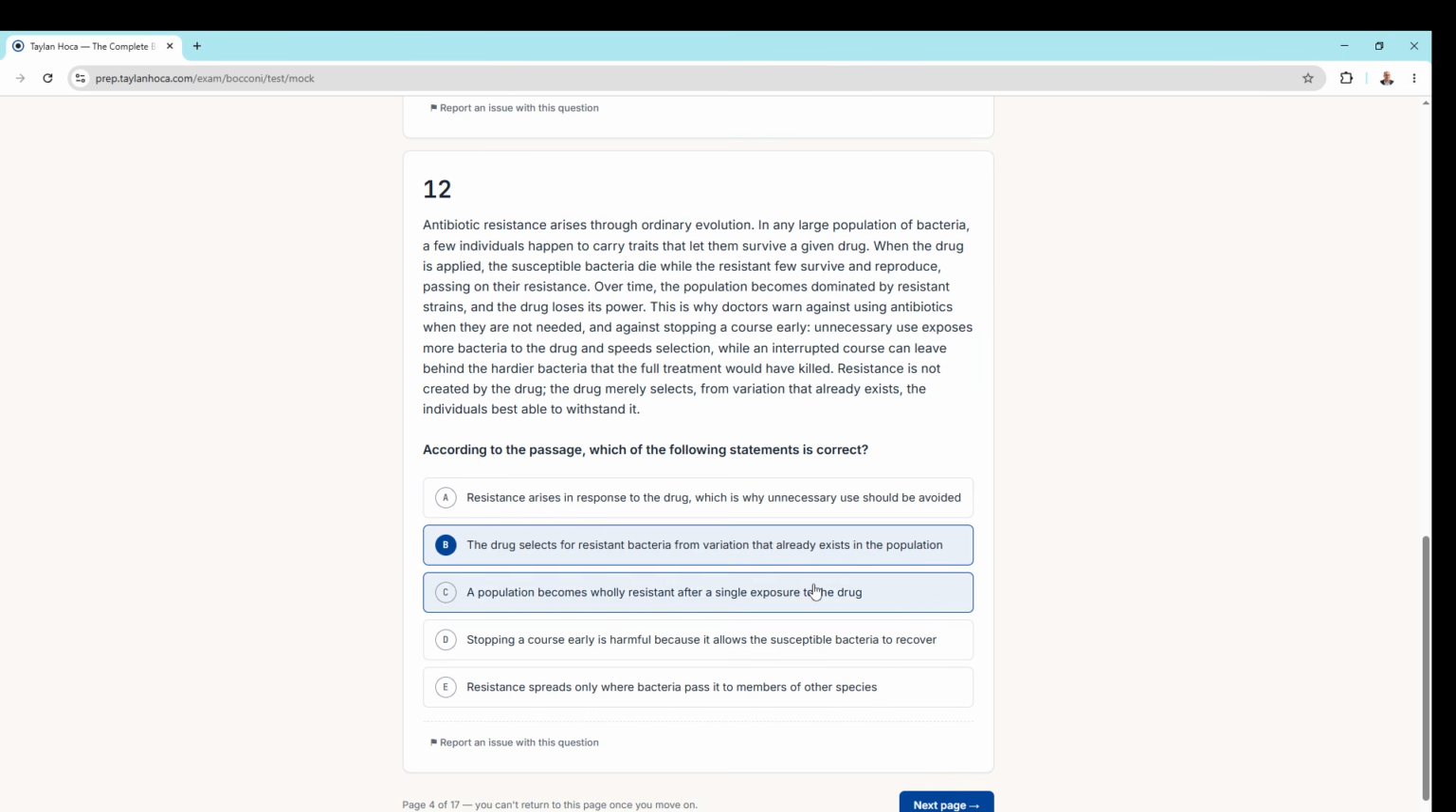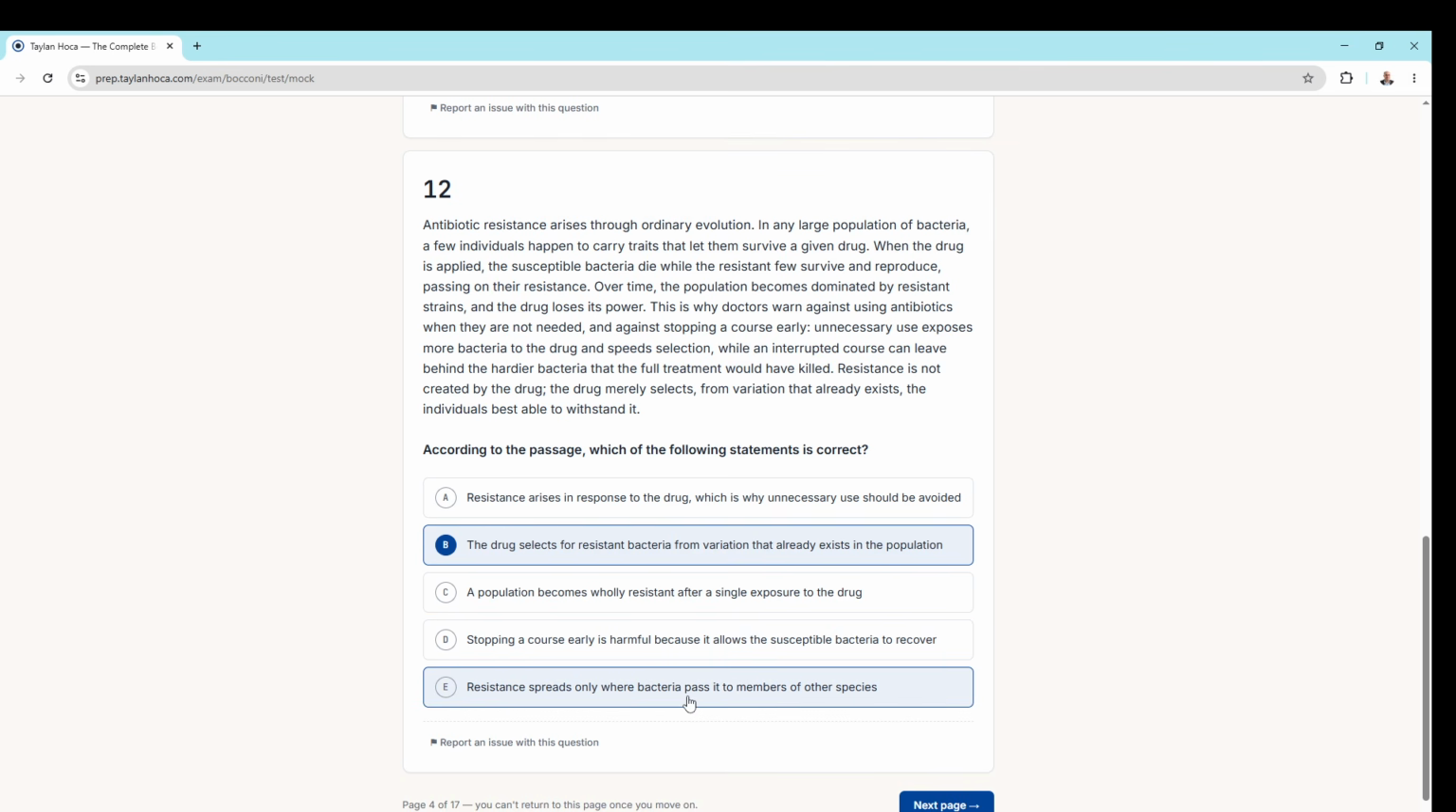Okay. This seems good. A population becomes wholly resistant after a single... No, I don't think so. Right? I don't think so. It takes some time, I guess. Stopping a course early is harmful because it allows success... No, they claim otherwise. Stop and then don't let the evolution take place, then start again. So D is not true.